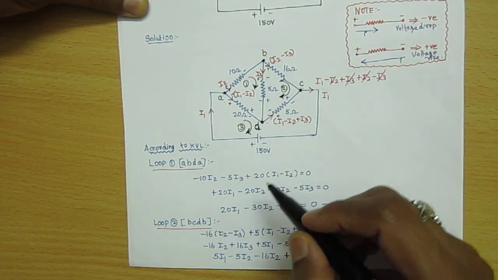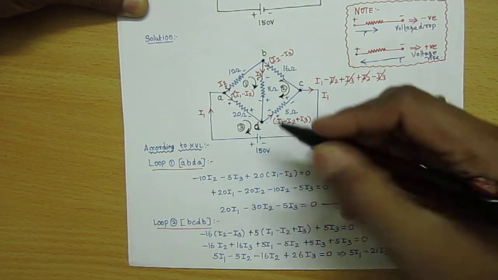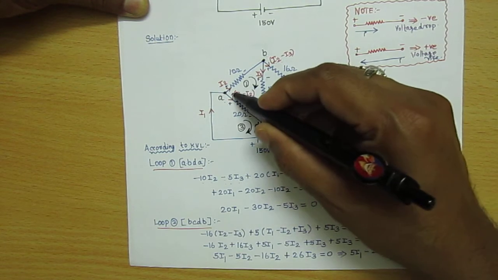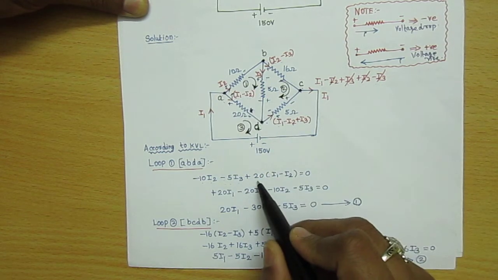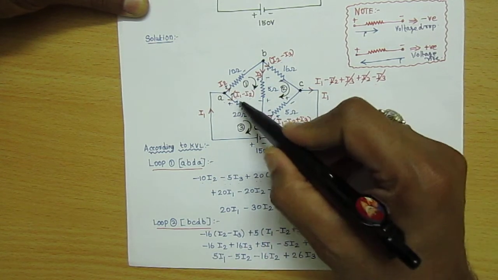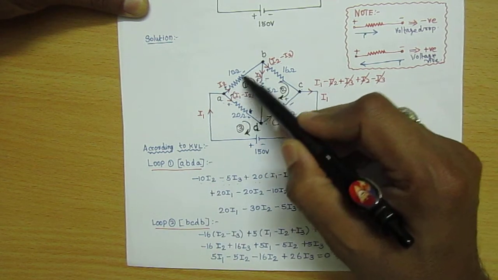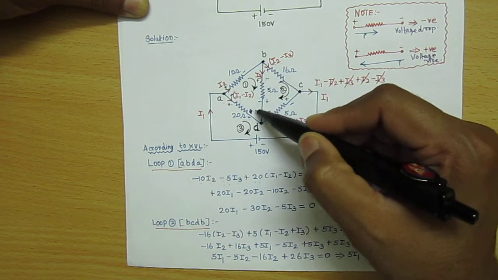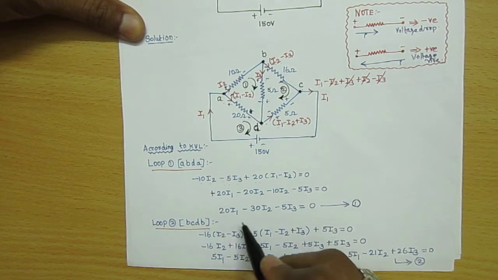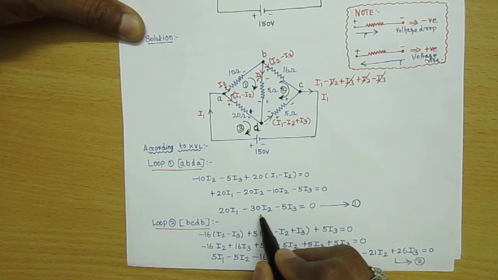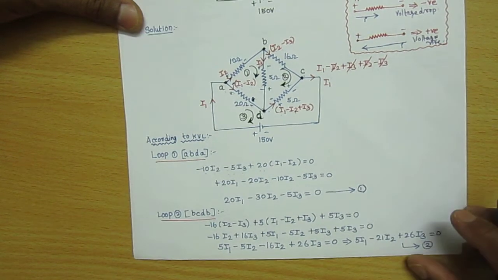So we have to put... it is not a higher potential to lower potential. This is the minus to plus, that is from lower potential to higher potential. So I have to put plus 20, but the current in this branch is I1 minus I2. So here minus 10 I2 minus 5 I3 plus 20 (I1 minus I2). That is our equation. If you simplify, you will get 20 I1 minus 30 I2 minus 5 I3 is equal to 0. I am considering this as equation 1.